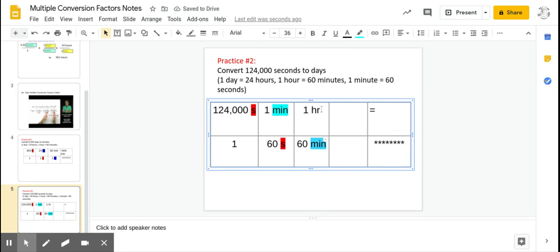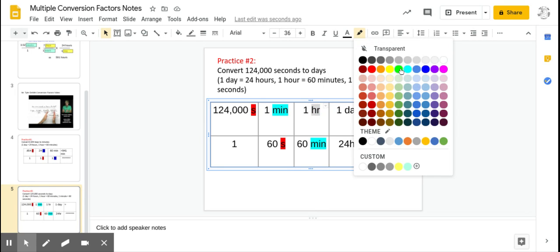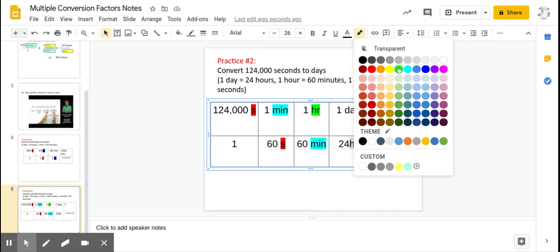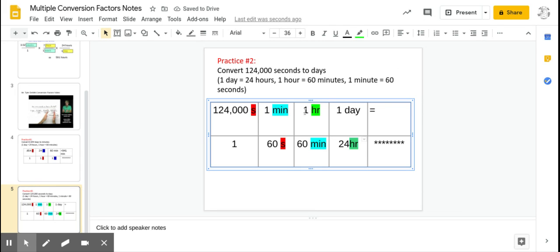All right, now I've got hours and I need to get to days. So here I can see 1 day equals 24 hours. There's my last conversion factor. I need the hours to go on the bottom. So 24 hours. And then the 1 day is the other part of the conversion factor. Now look, hours top and bottom. I can cancel that. All right, now I'm checking. The only label that's left is the day. And look up here, that's what it asks me to end up with.